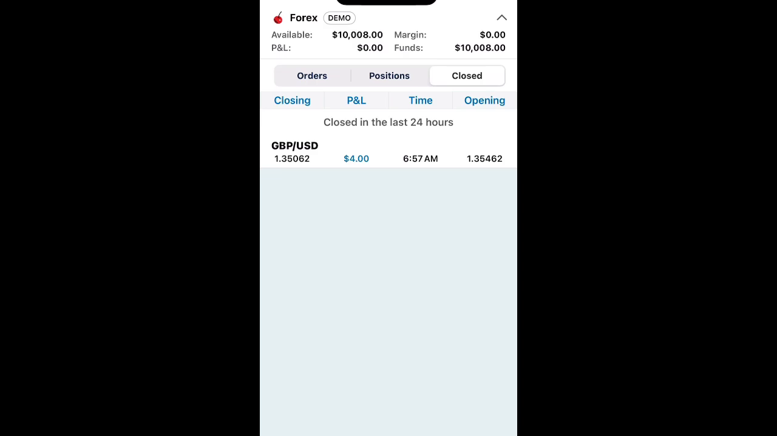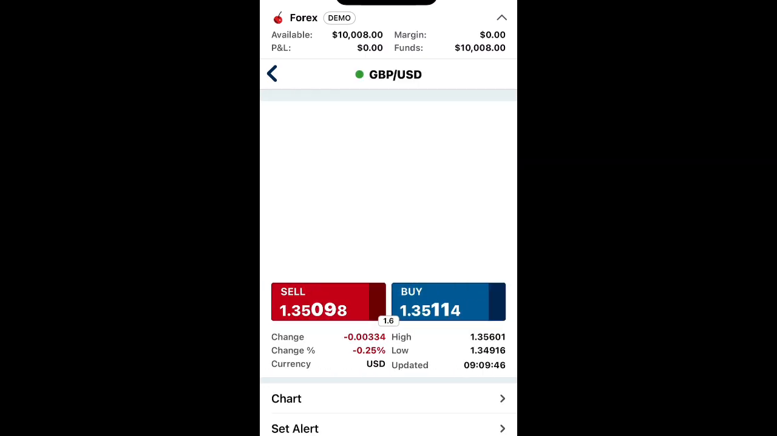We'll see that we made the $4. We started at, over on the right, 1.35462 and ended at 1.35062. So 46 down to 06 is our 40 pips, or our $4. So 462 and 062. Let's just take a look at a chart.